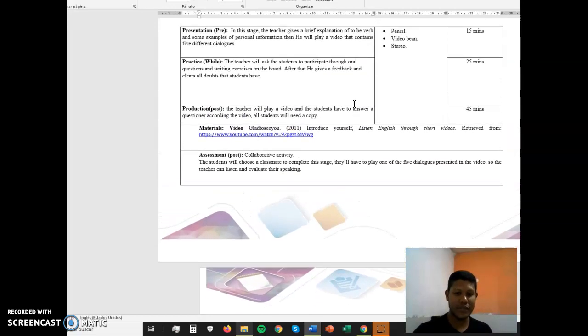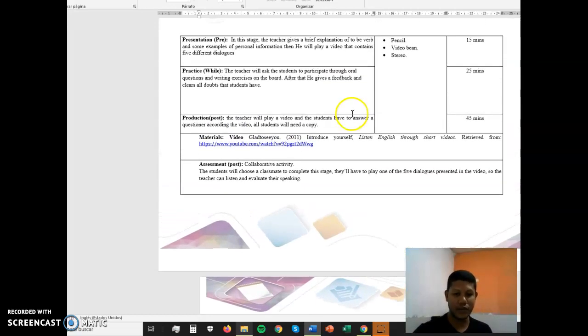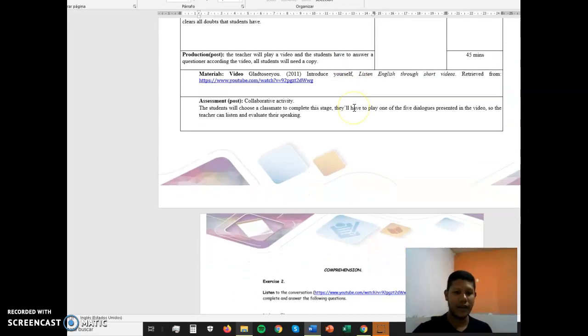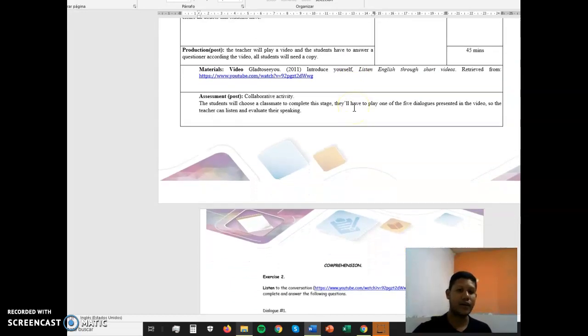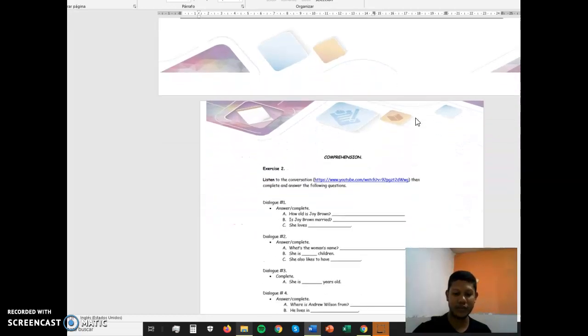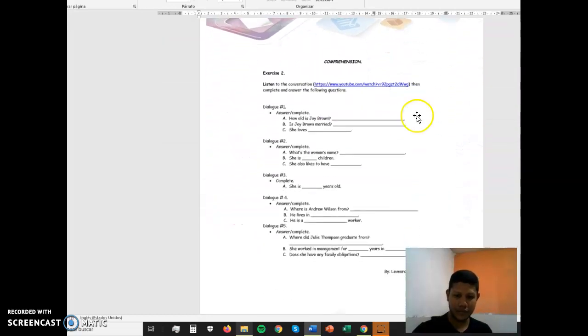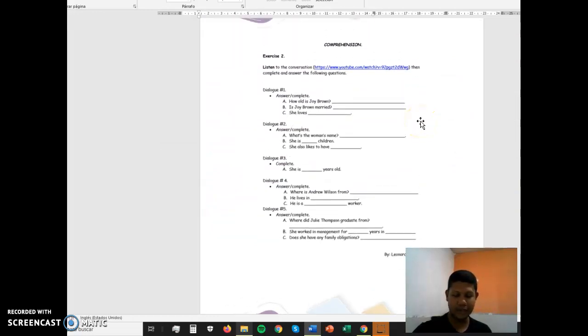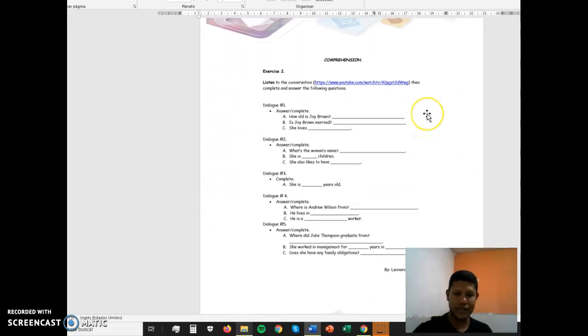So the material for this activity will be the video mainly, and for the assessment, the teacher will use a collaborative activity. So the students will choose a classmate to complete this stage. They have to play one of the 5 dialogues presented in the video, so the teacher can listen and evaluate their speaking. So this is the worksheet of this activity.